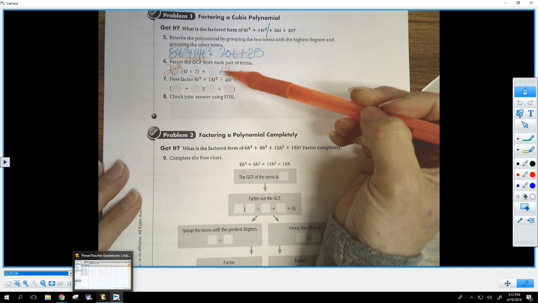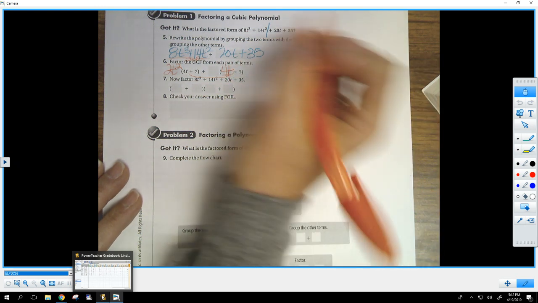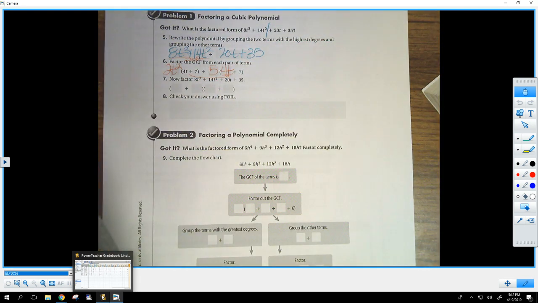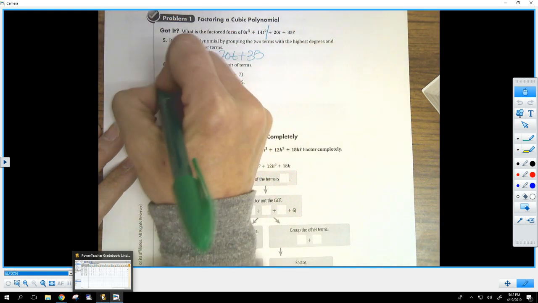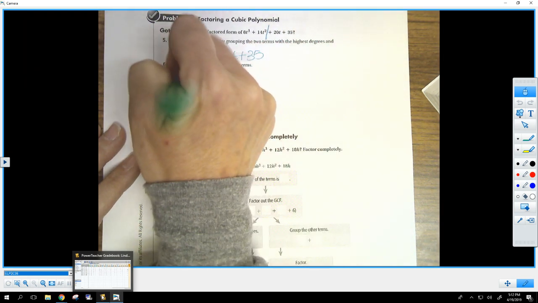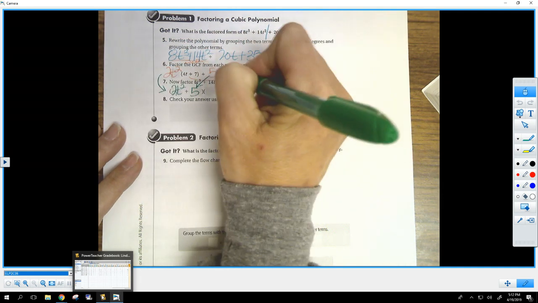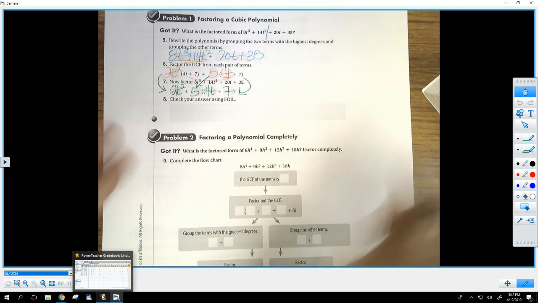What times 4t gives us 20t? So obviously, 5 times 4 is 20. The t is already there. So now, the factors of this, I'm going to take the 2t squared, put it here, the 5, put it here, and then this just gets written down, 4t plus 7.